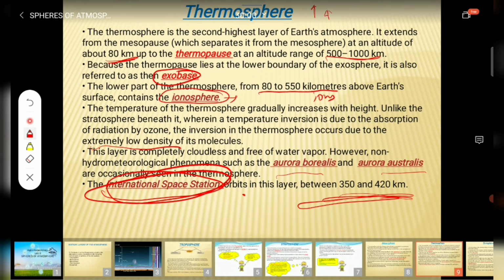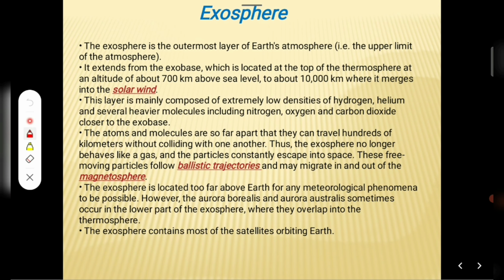Next, we will see the last part of the atmosphere, that is the exosphere. The exosphere is the layer which mixes with the outer space. It starts from around 700 kilometers above the Earth's surface and extends up to 1000 kilometers, where it merges with the solar wind. In this layer, the atoms and molecules are so far apart that they can travel hundreds of kilometers without colliding with one another. So it stops behaving as a gas and the particles start escaping into space, and these free moving particles follow ballistic trajectories.